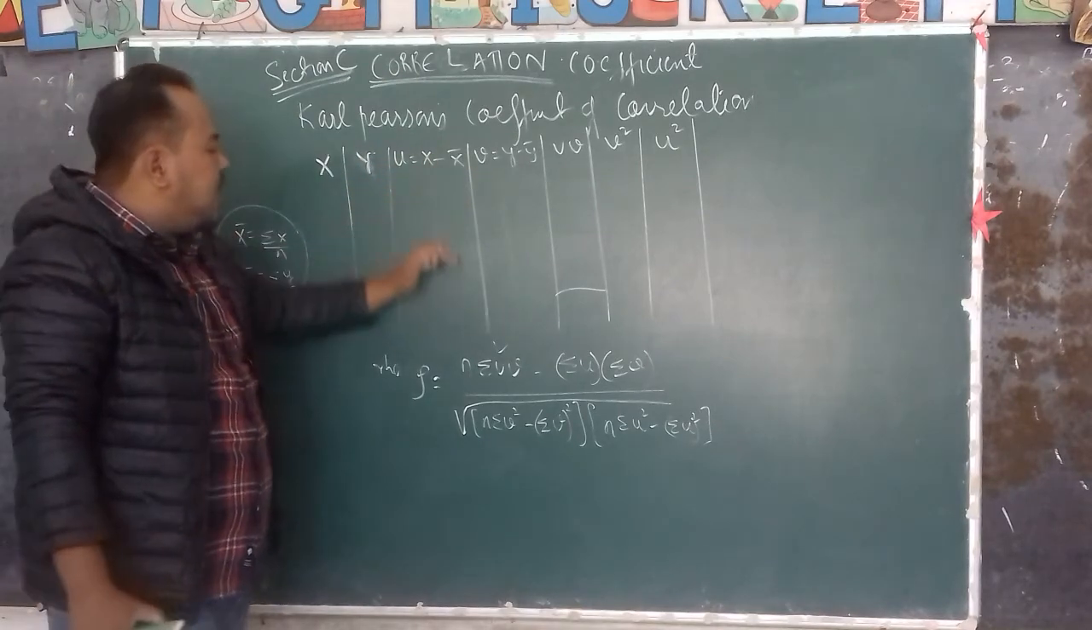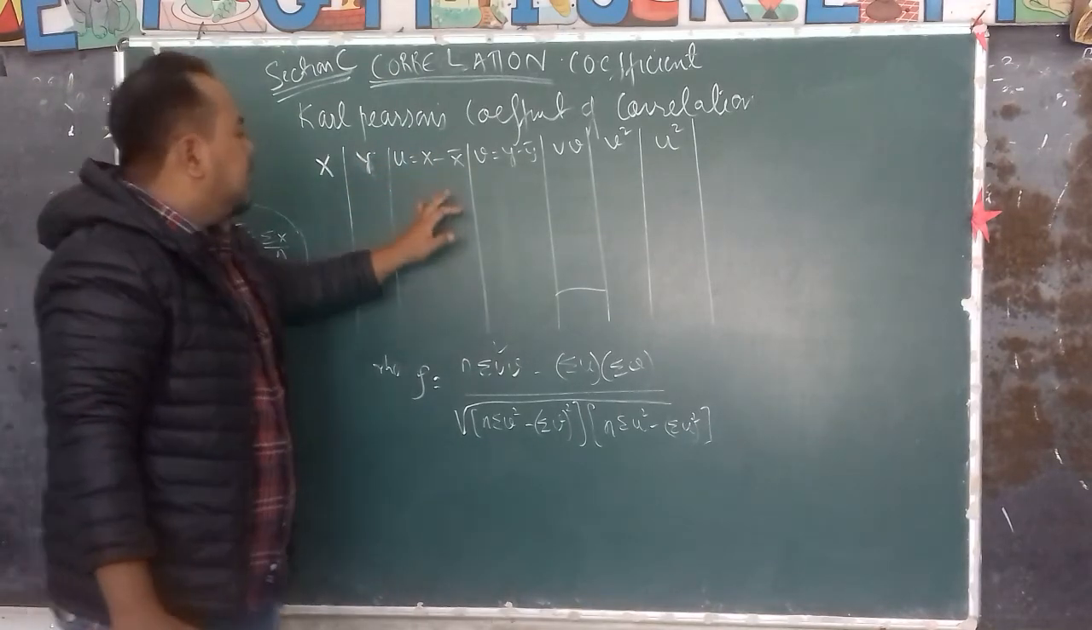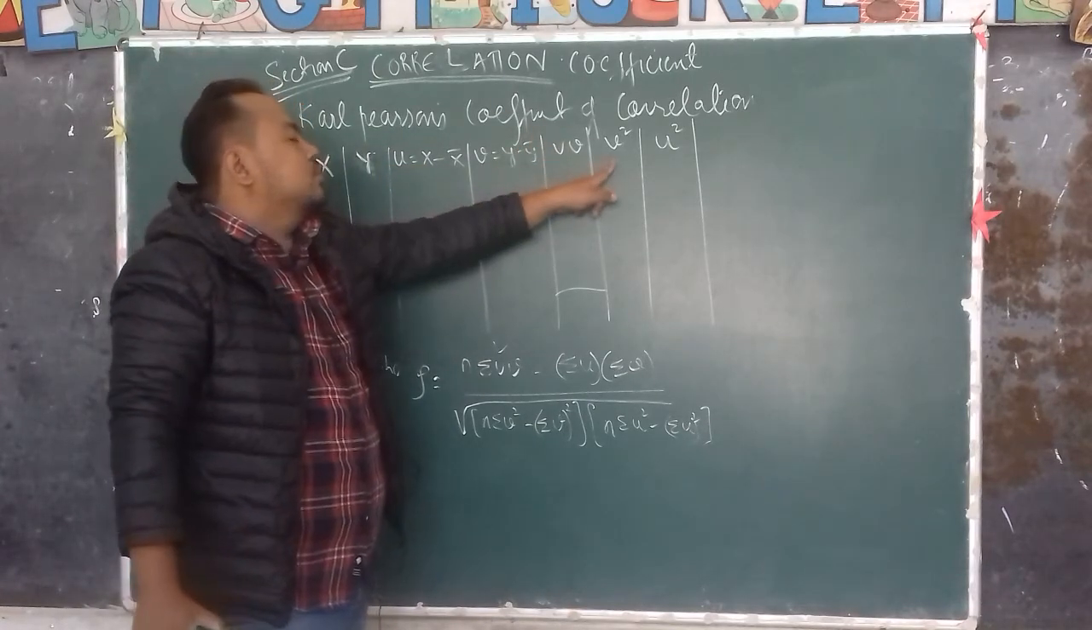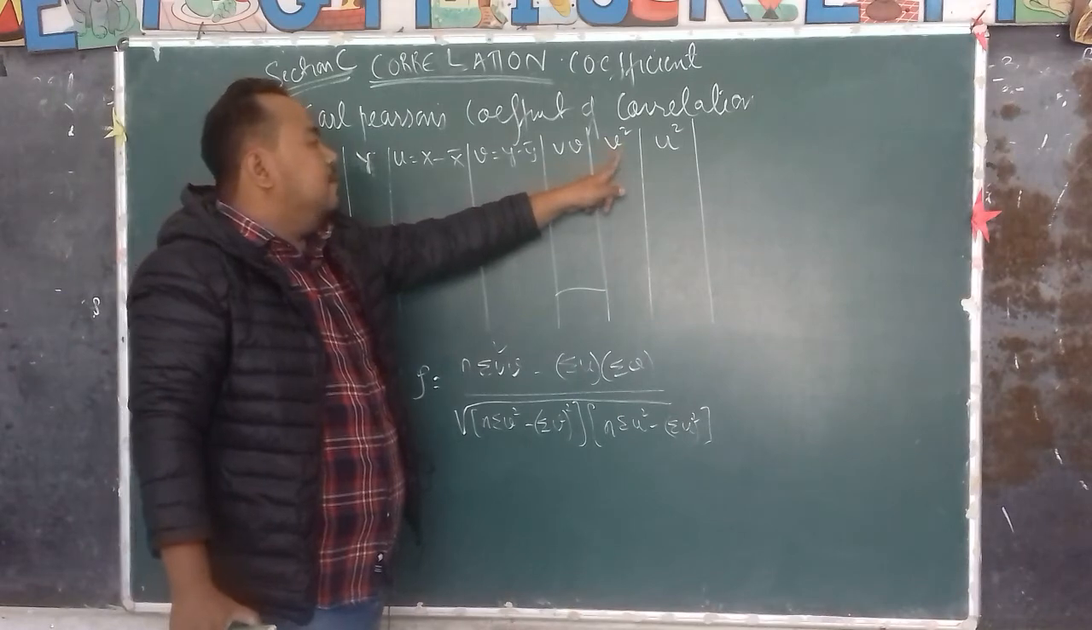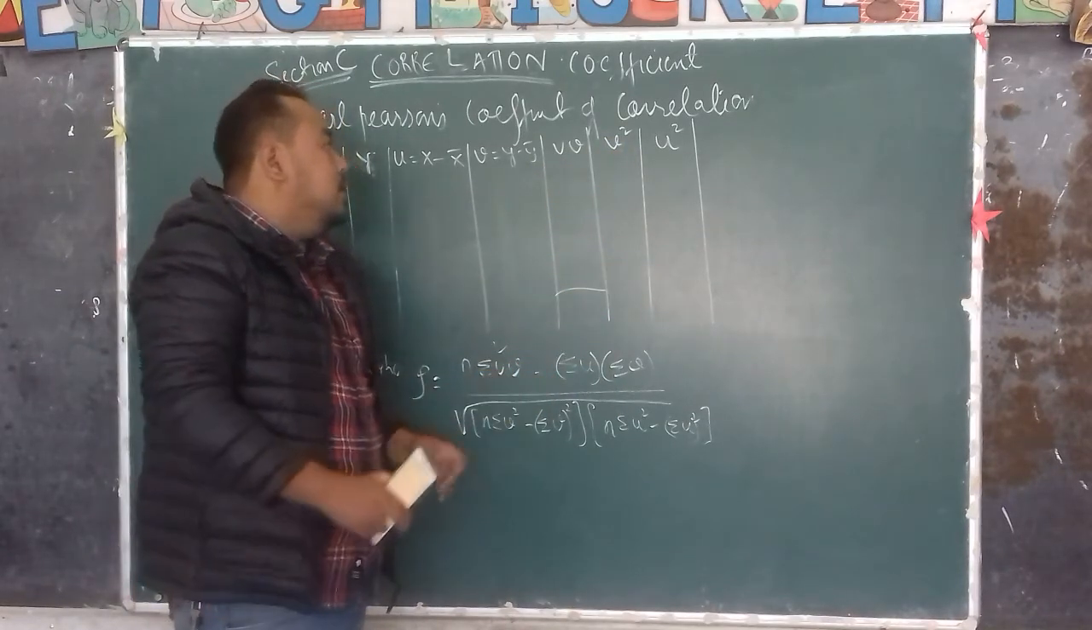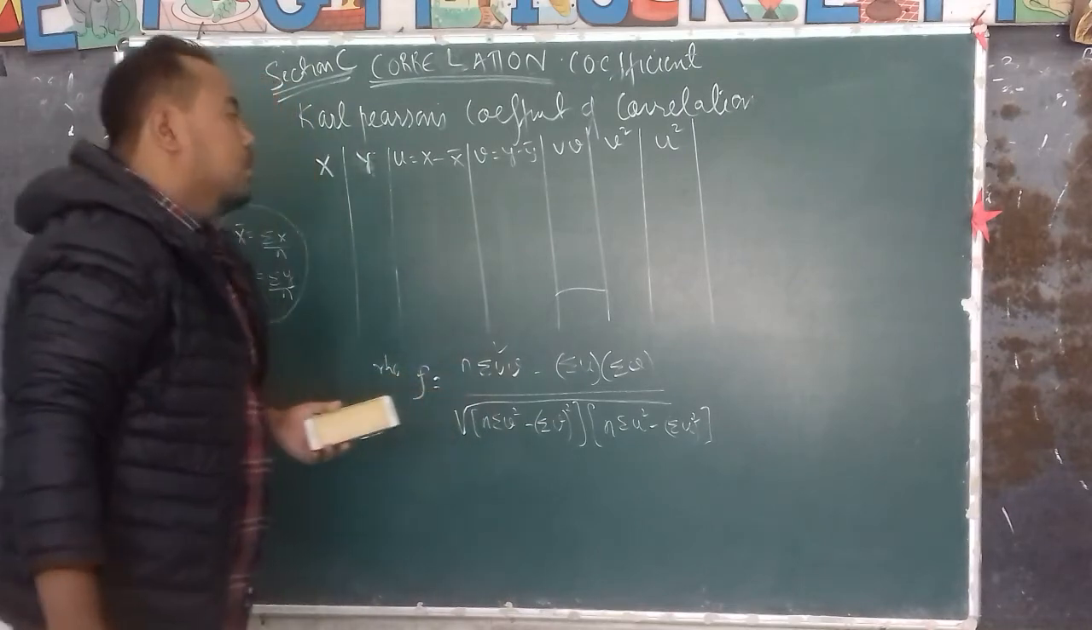Once you get that, add u, add v. Done. Next, you multiply u and v, you get uv. Next, you square v, v square, and then you square u, u square. All these data are required to calculate the Karl Pearson's coefficient of correlation.